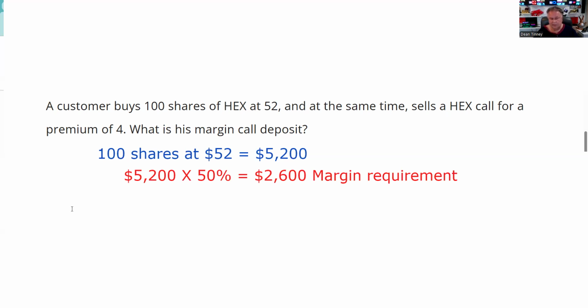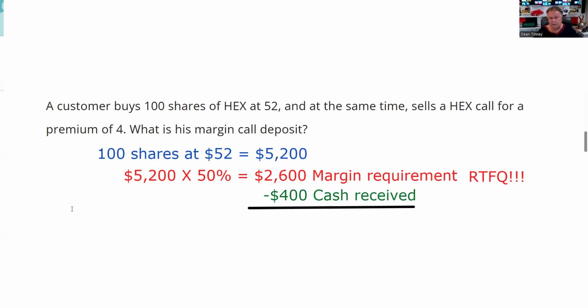Now, of that $2,600 you need, I say, listen, there's already 400 in your account from selling the call. Kind of cool. You can use the premium to meet your margin requirement, right? So of the $2,600, 400 is already in the account. So the answer to the question is the margin call is $2,200. The difference between what you need, 2,600, and what you have, which is the 400.